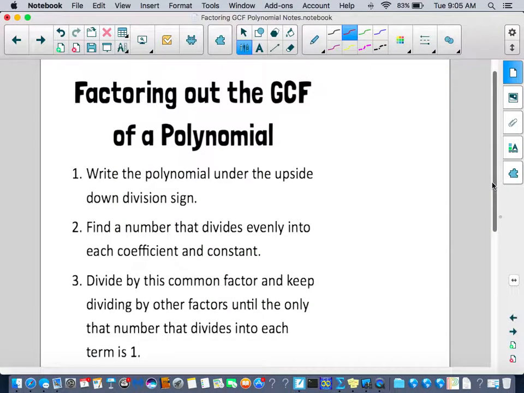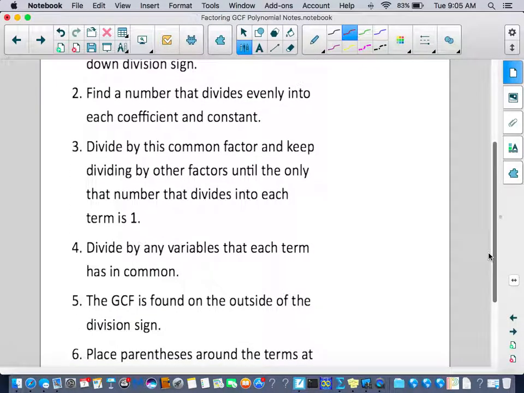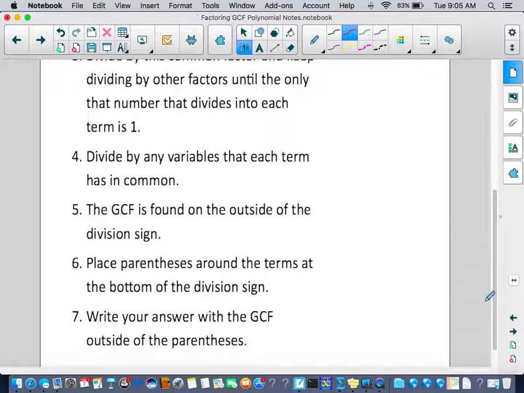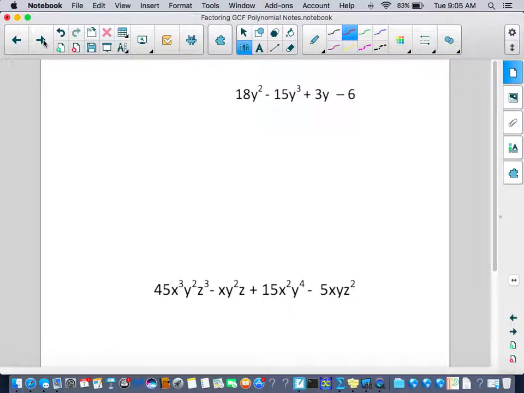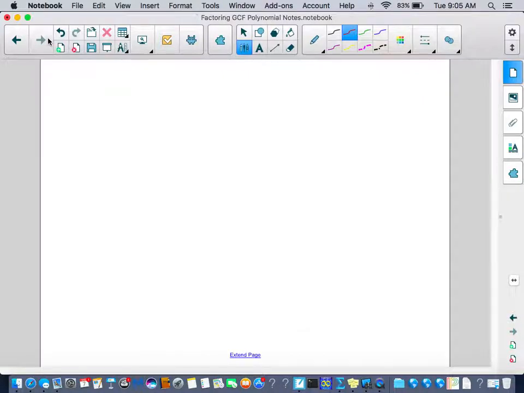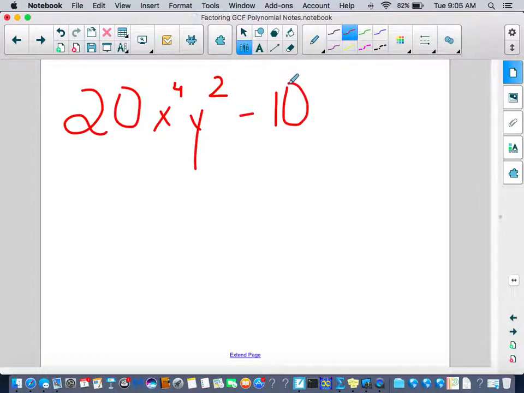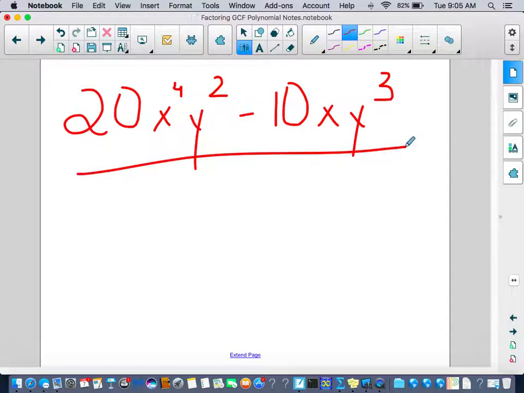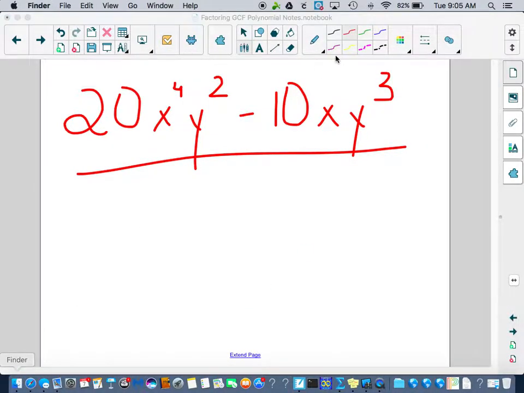Okay, so I have some steps here that you're going to get on a sheet in class that's going to help you factor. But I want you to go ahead and, well, not do these. Let's do factor 20 x to the 4th y squared minus 10 x y cubed. Okay, so I want you to try to solve this one. So that completes the podcast for polynomials, learning target number 4.